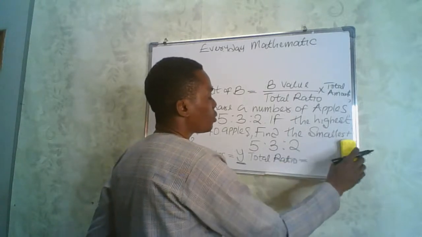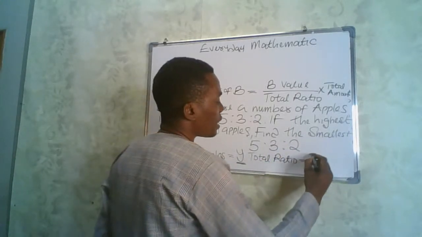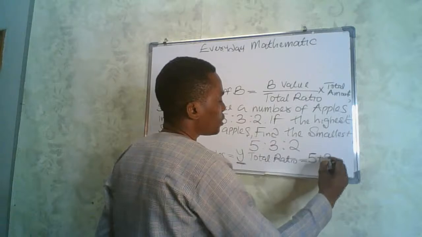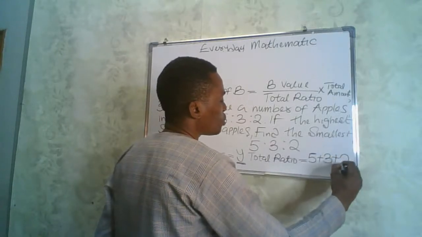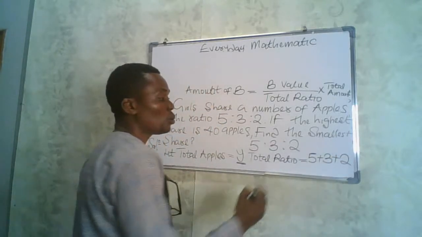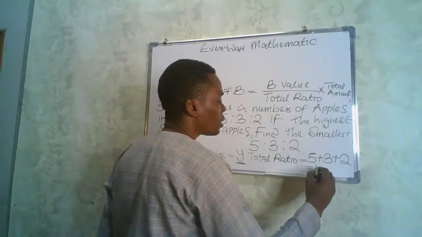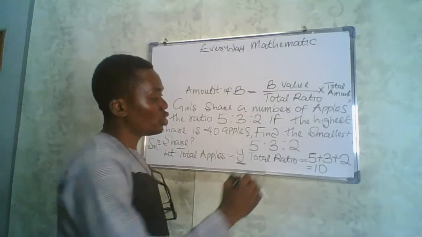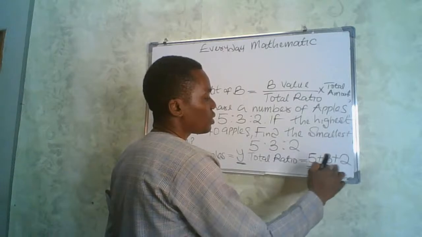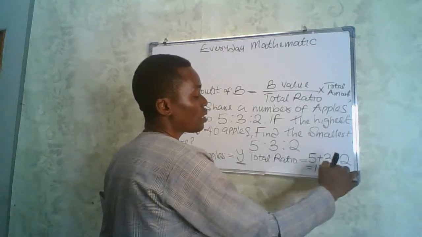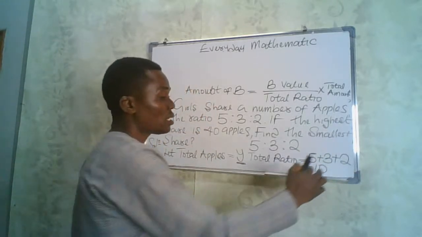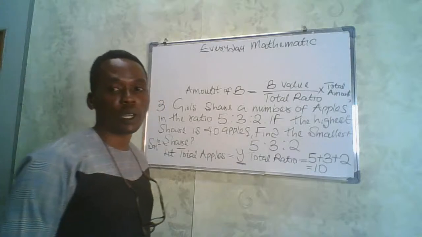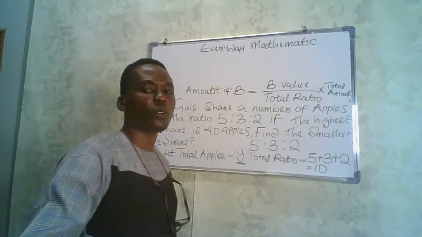will be equal to 5 plus 3 plus 2. And 5 plus 3 plus 2 is going to be equal to what? 10, right? 5 plus 3 is 8, 8 plus 2 is 10. Good, we are right. So that is going to give us what?